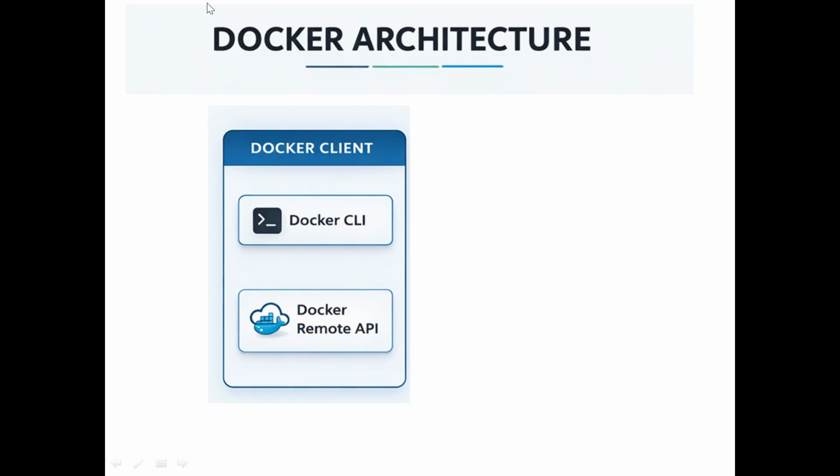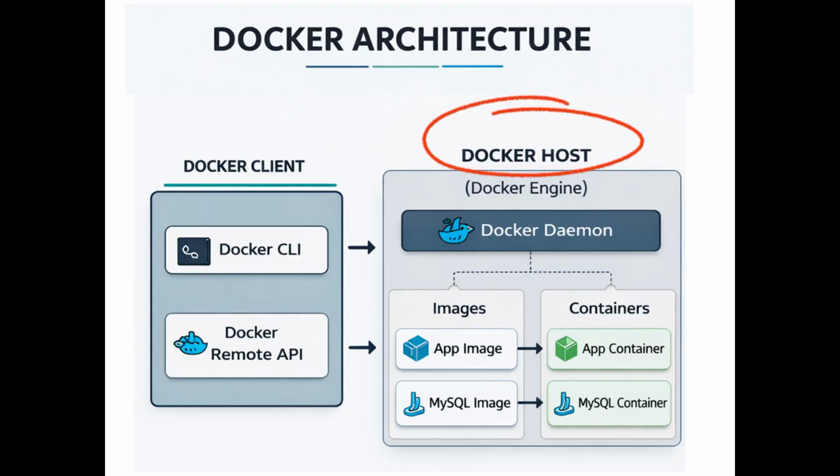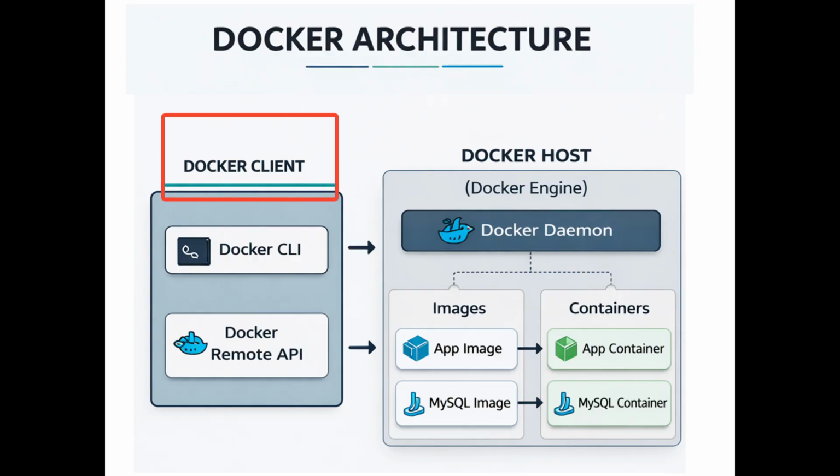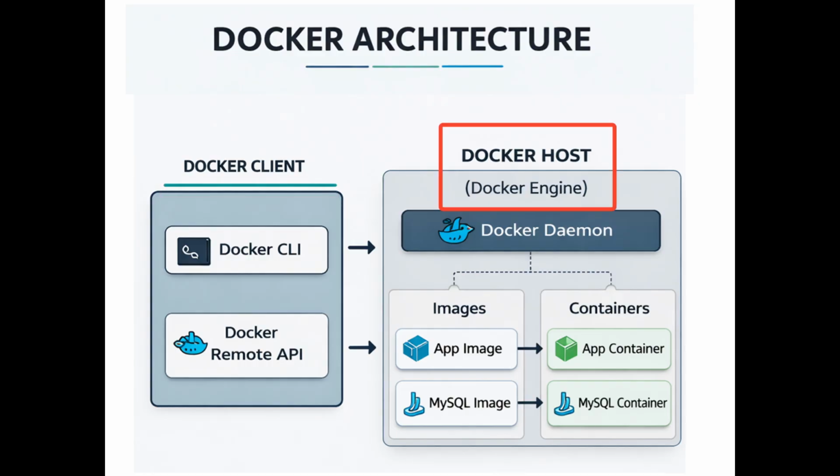Now let us talk about the second major component of Docker architecture, which is Docker server, and we can also say Docker host. As you can see in the diagram, when we install Docker on our system, two components are installed on the same machine, Docker client and Docker server. The Docker client sends commands and the Docker server is responsible for executing these commands.